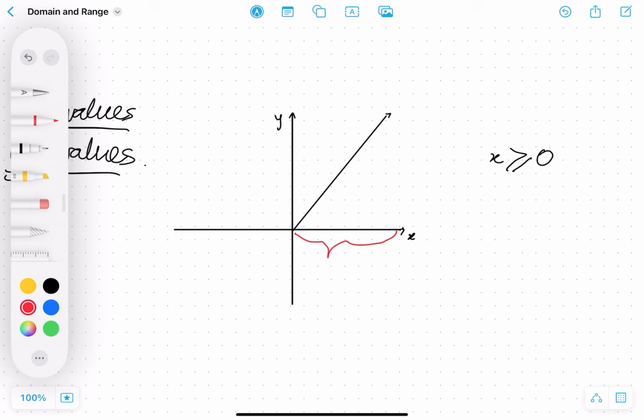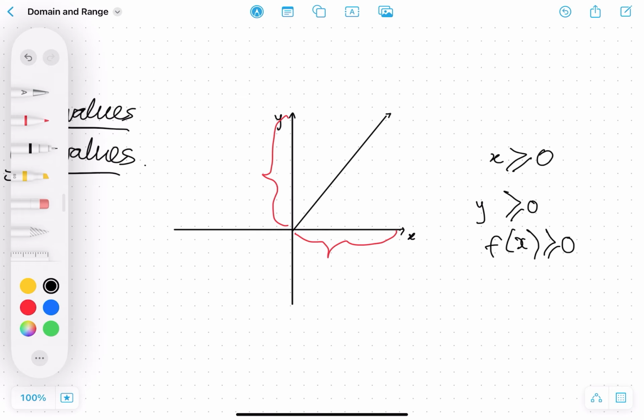And so similarly, if we had to find out what the range is, we look at what y values this graph spans. The range of this function, you could write it as y is greater than or equal to 0, or f of x is greater than or equal to 0. They both are the same, because now the graph spans this part of the y-axis.